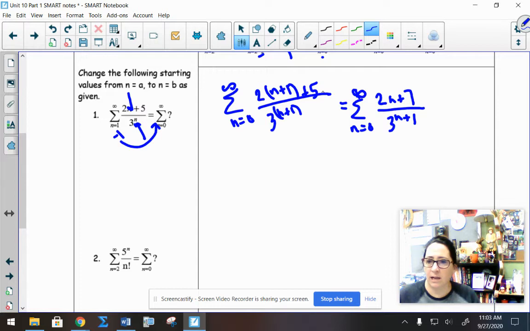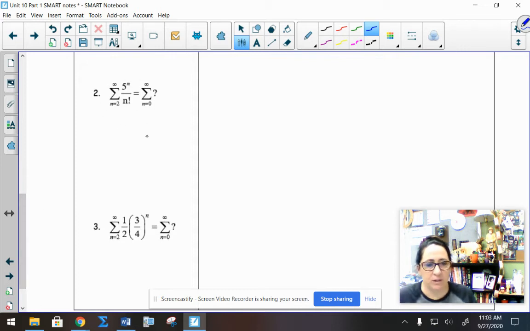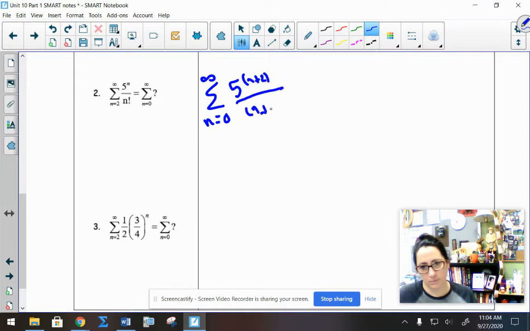Okay, why don't you see if you can try this one on your own. Pause me and then unpause me. So I'm just going to rewrite this as the 5 squared, which is 25, times the 5 to the n over that n plus 2 factorial. You may have just left it, but this is an equivalent thing.